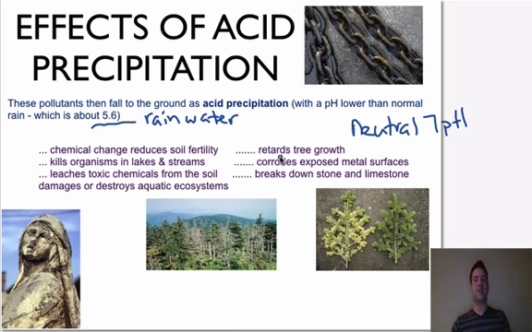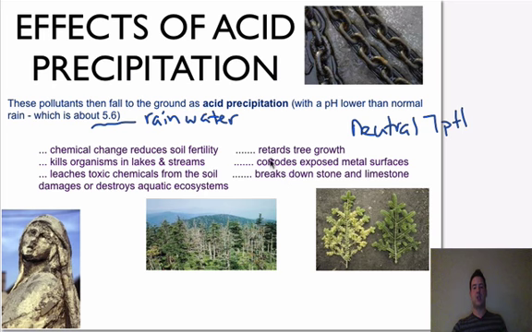So 5.6, but when we get in that range of 3 to 4 as a pH on the scale, then what we're going to see here is a more acidic solution. So some of the effects that we're going to see with this: one, it's going to get into the water and lakes, and it's going to affect aquatic life and kill organisms in those lakes and streams. But then also, as it falls, it's going to make its way into the soil, and it's going to create less fertile soil, and it's going to cause problems there with growth of trees and such.